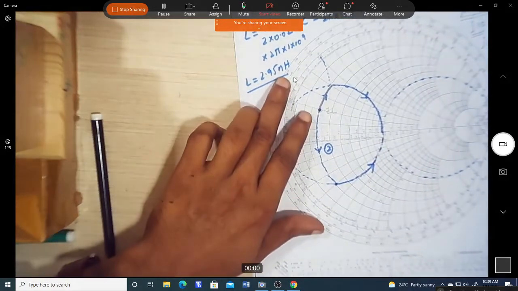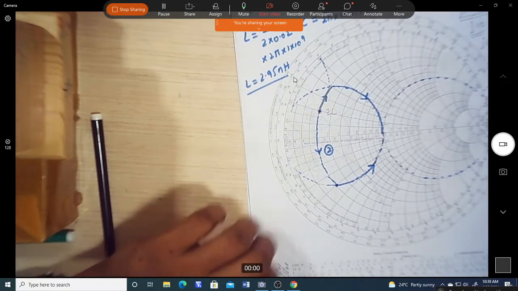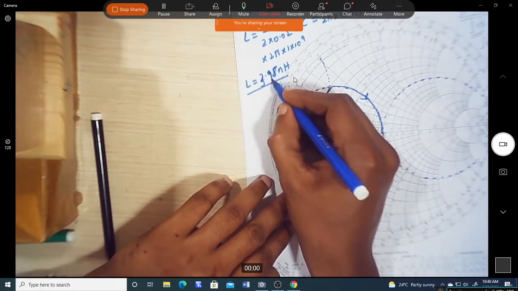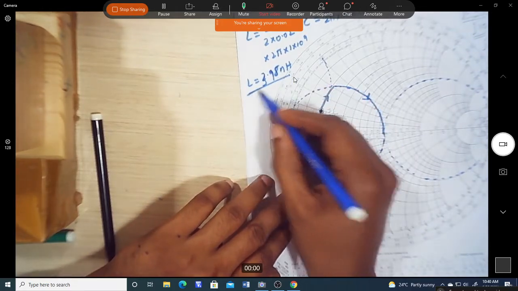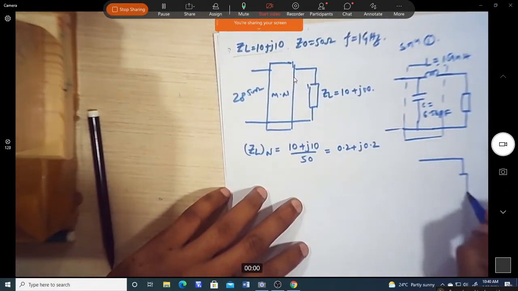What is the value of power? 3.98 nano. 3.97. Okay, 3.95 or 98 nano. Okay. So this is the value. So where we will get the, so another solution. So this is the solution 2.